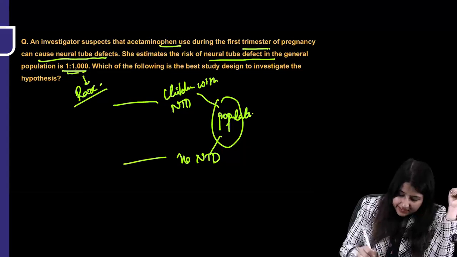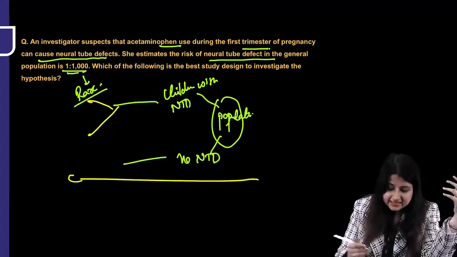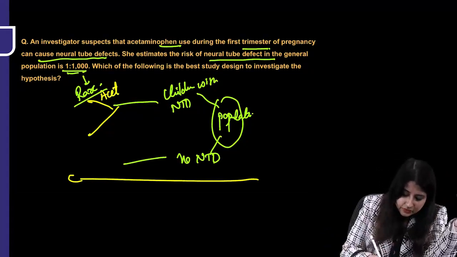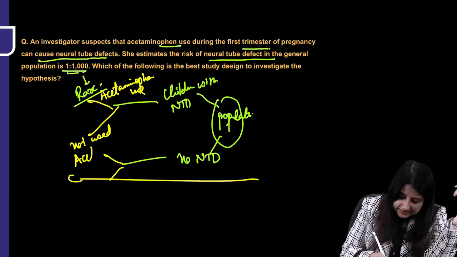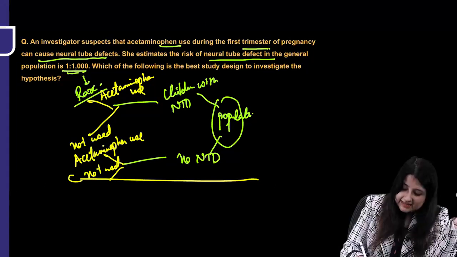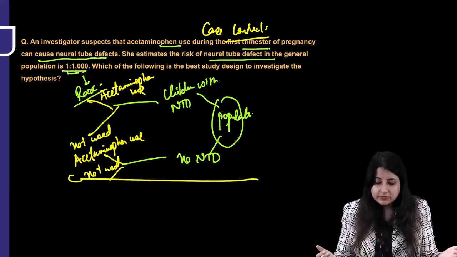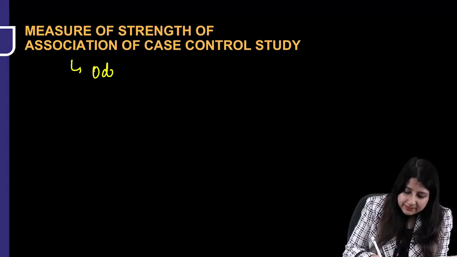And then you simply go back and ask their mothers, take a history from the mothers. Did you use acetaminophen, right? Acetaminophen use, not used. Similarly, in no NTD also, you asked acetaminophen use and not used. So this again is a case control study design. Okay? That's how you will do. And how do you measure the strength of association? It is given by something known as odds ratio.